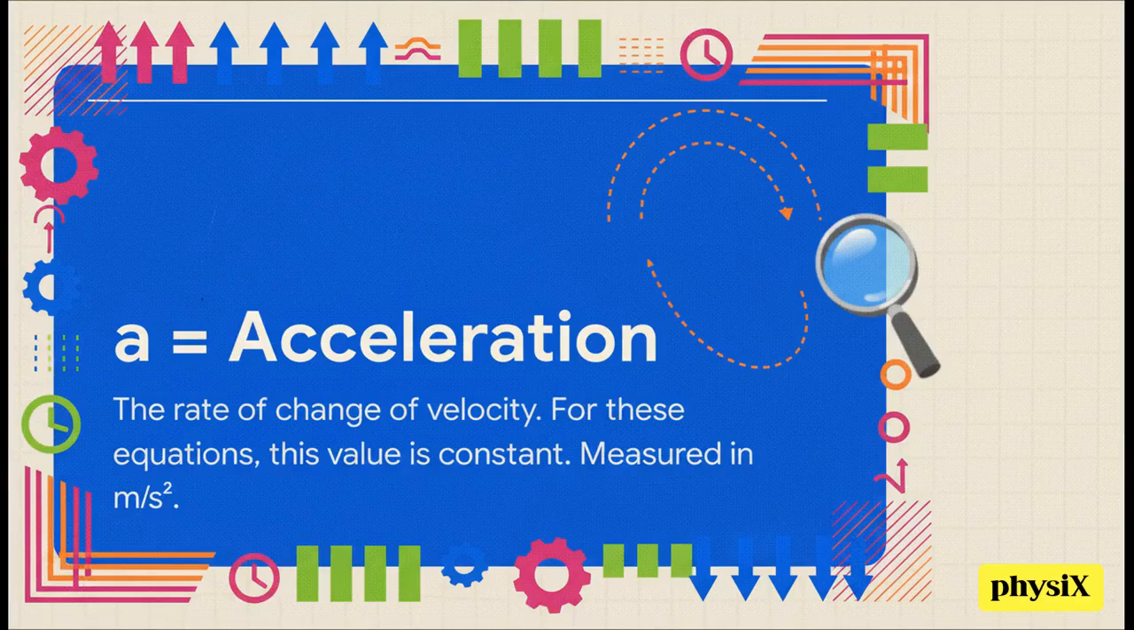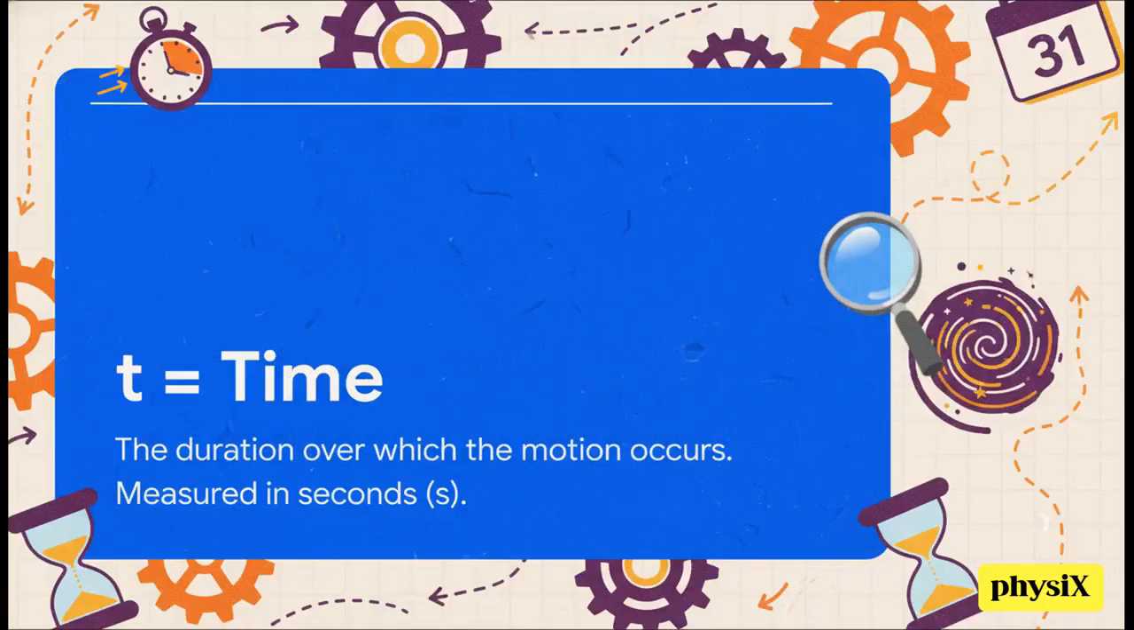And here's the real star of the show. A, for acceleration. This tells us how quickly the velocity is changing. Now, for what we're doing today, this number is constant. That means the velocity is changing for sure, but it's doing it in a super steady, predictable way. And last but not least, T for time. This one's easy, it's just how long the motion lasts. So there you have it, our 5 key players, S, U, V, A, and T. Now let's see how they all dance together.